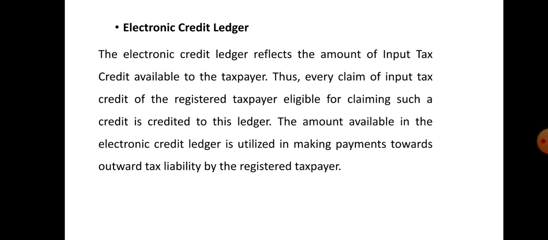Next is the electronic credit ledger. The name itself specifies that it reflects the amount of input tax credit available to the taxpayer. Every claim of input tax credit by a registered taxpayer eligible for claiming such credit is credited to his ledger. The amount available in the electronic credit ledger is utilized in making payment towards the outward tax liability by registered taxpayers.